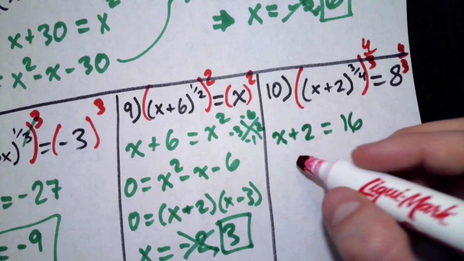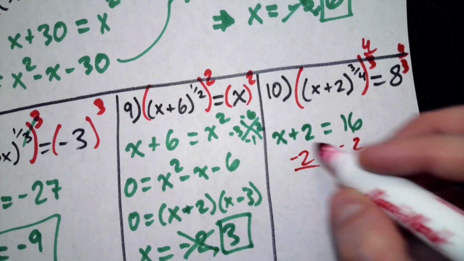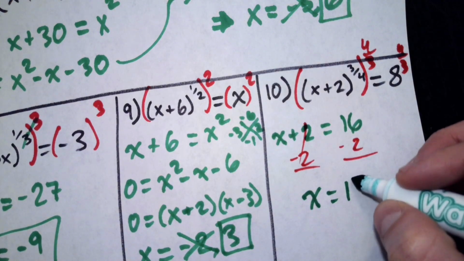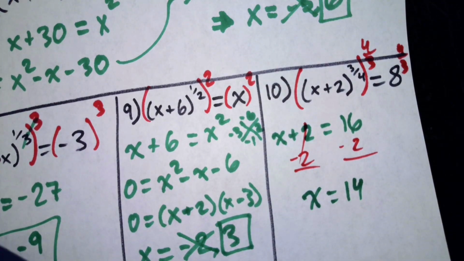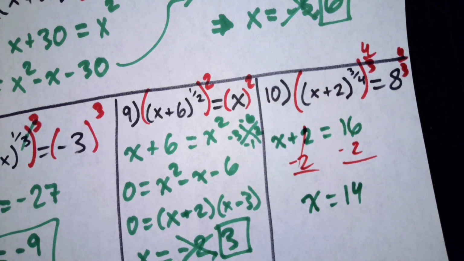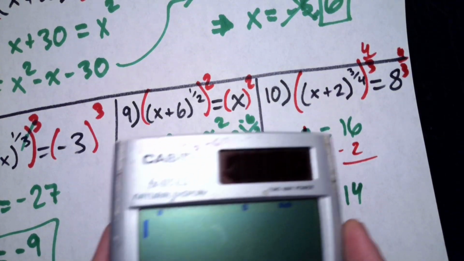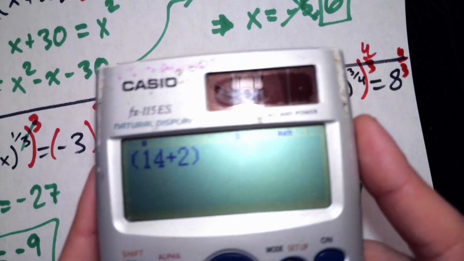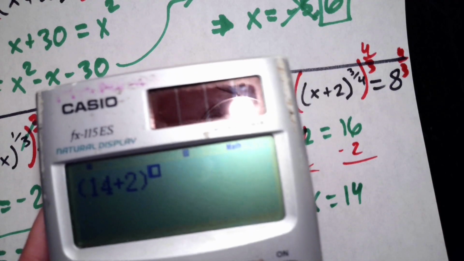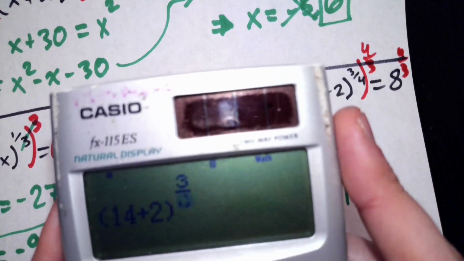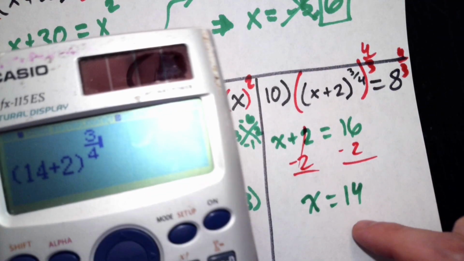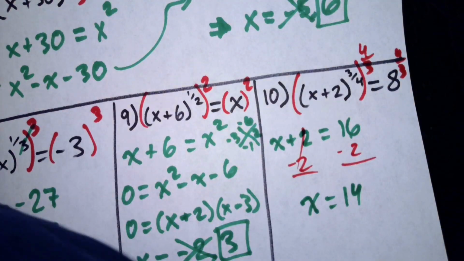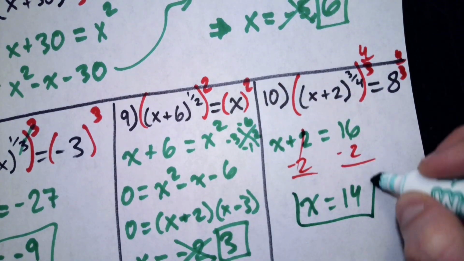All we gotta do now is solve for x by subtracting 2 here. And we get that x is equal to 14. And before we call that our answer, we have to check that this is a solution. So we'll do 14 plus 2, and we'll raise that to the 3 over 4 power. If this is a solution, this should be 8. It is 8. And so this tells me that this has to be my solution.